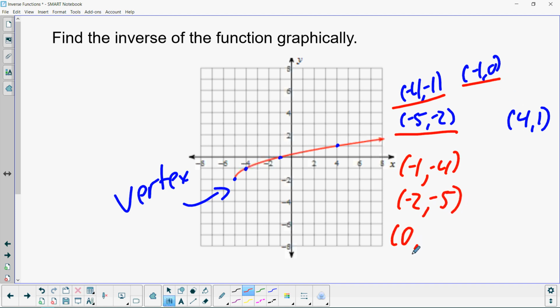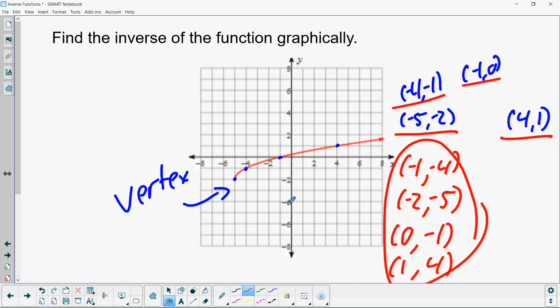So we go left 1 down 4, left 2 down 5, 0, -1, and then 1, 4. Okay. Whatever point you use to get that vertex, the -5, -2, when you inverse that, this one will be your new vertex right here. So this is our stopping point. Your graph needs to stop there. If it doesn't stop there, it's wrong. It's not going to be a big deal on your homework because it's multiple choice, but you should know.